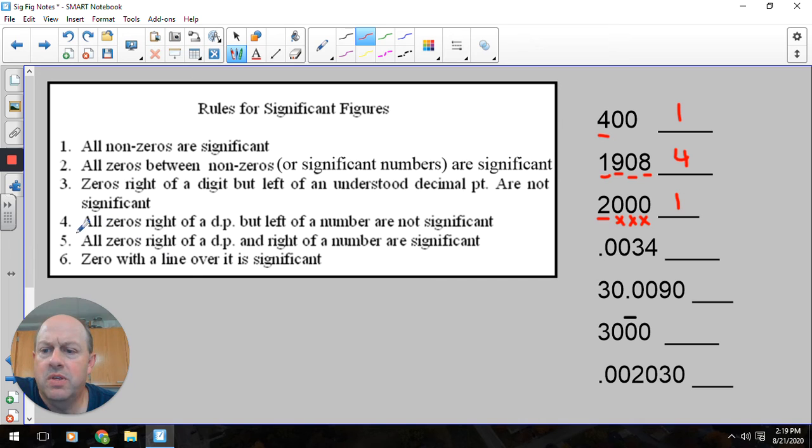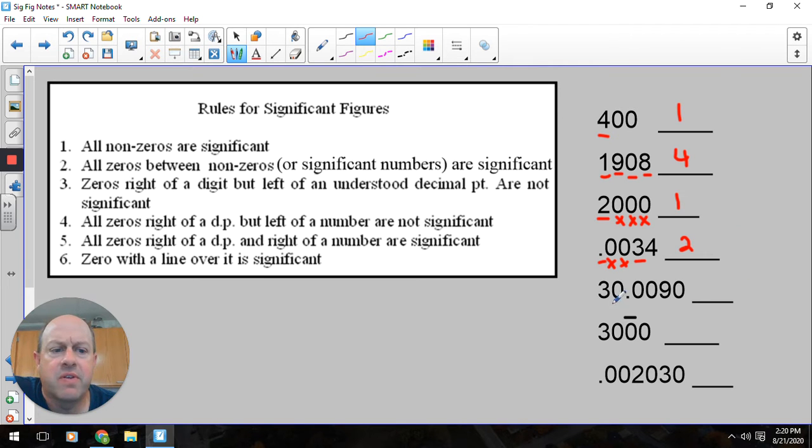Our next rule is all zeros that are to the right of a decimal point, but to the left of a number, are not significant. So here we have 0.0034. Obviously the 3 and the 4 count as rule number 1, but these two zeros are not going to count because rule number 4 says that they are on the right side of this decimal point and they are on the left side of this number. So therefore they do not count. And so this would only have 2 significant figures in the number.